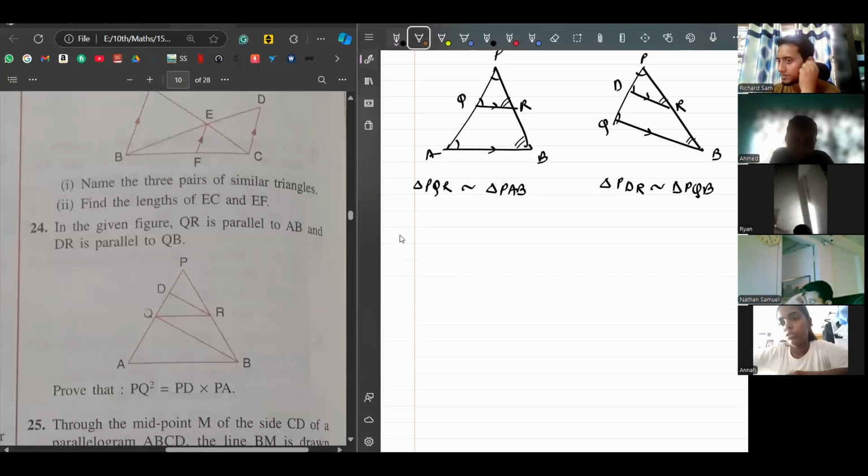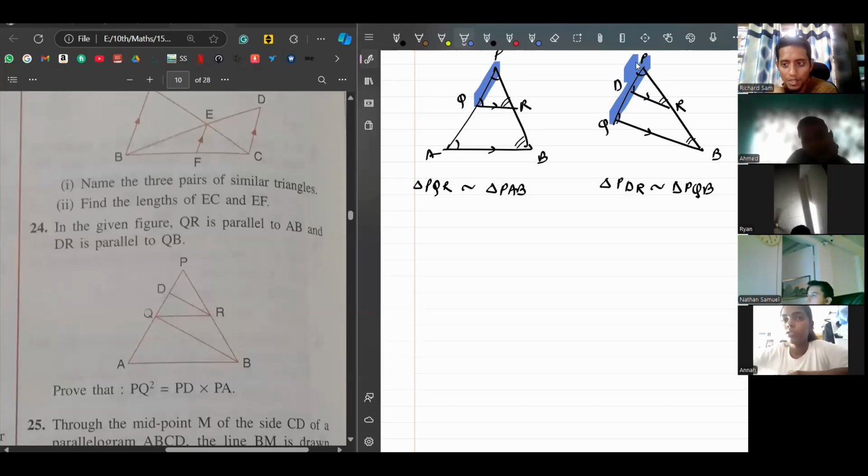Okay. So next, PQ square. Now, where is PQ? PQ is there in this triangle. Even this triangle has a PQ. So we could use any one of these; we don't know which as of now. Then PD. Where is PD? PD is this much. So we're talking about the second set of triangles, because PD is not there in the first triangle.